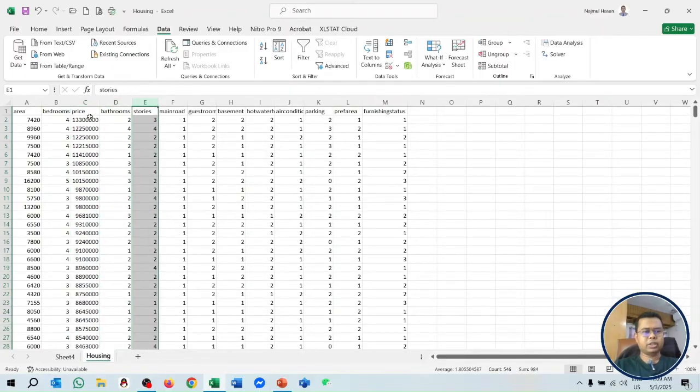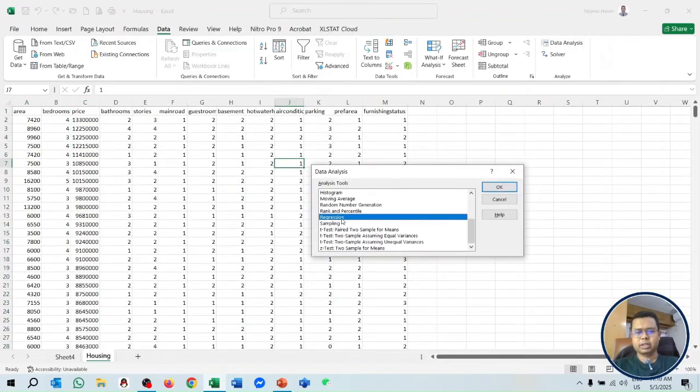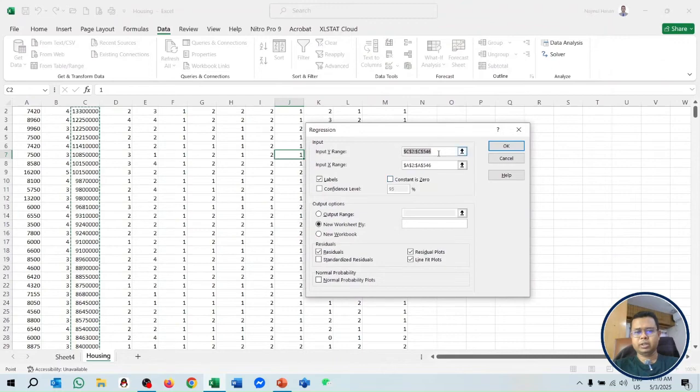So based on this, we can estimate, calculate, or predict the price of the house. So we will run the regression analysis, I mean simple regression analysis. Based on the area, we will predict the price of the house. So go to the data analysis, here select the regression.